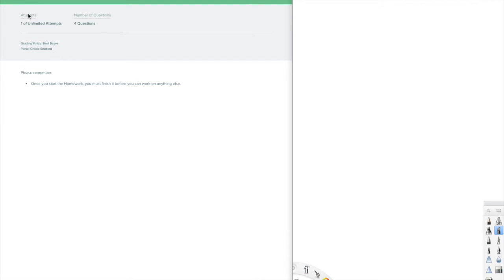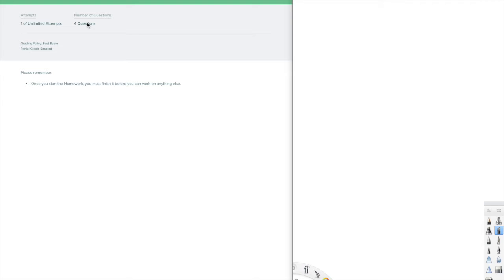The second thing you'll see is the number of attempts. You always have unlimited attempts on homework, tests, and quizzes. Number of questions just tells you how many are on this particular assignment. Grading policy is best score, which is always active. So whichever one is the best score is one you get to keep, which refers to the attempts. Partial credit is always enabled, so if you answer 1 of 4 questions correctly, you get credit for the one question, or however many you answered correctly.